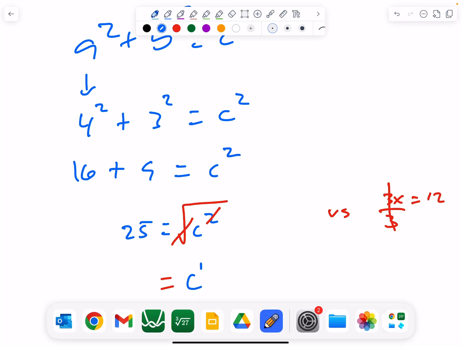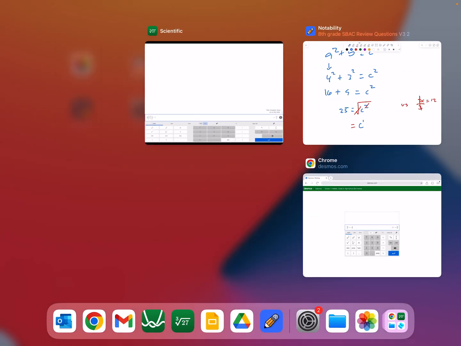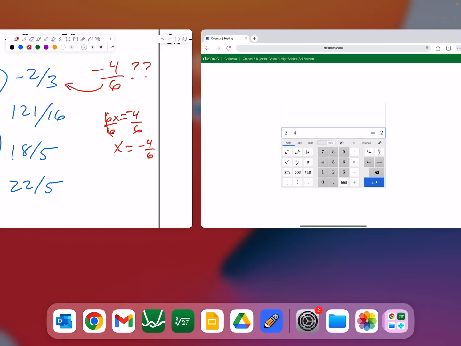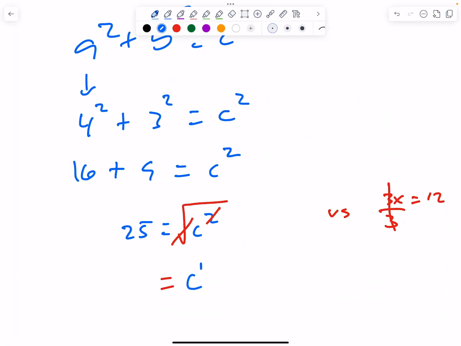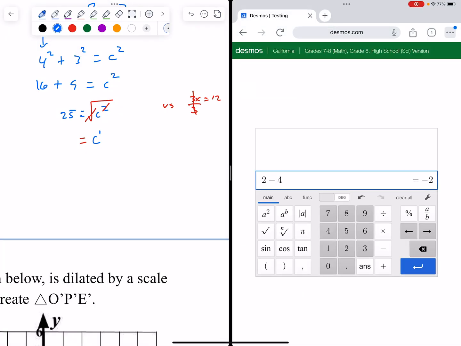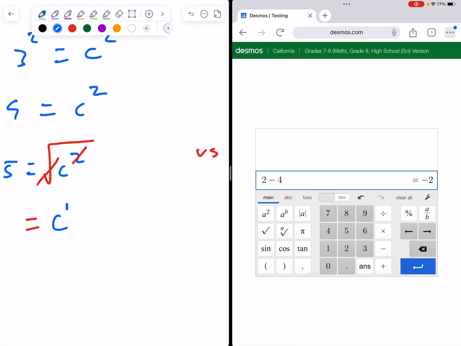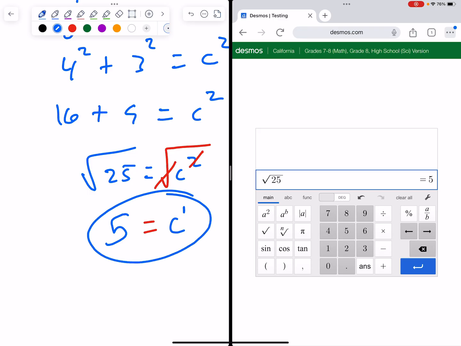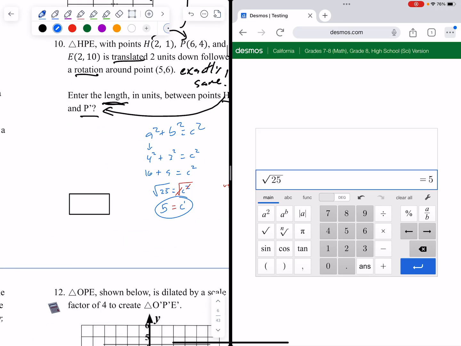Well, let's use our calculator. I like to have them both. There we go. Okay, so if I take the square root to one side, I take the square root to the other. So the square root of 25 equals 5. So c equals 5. That is the length.